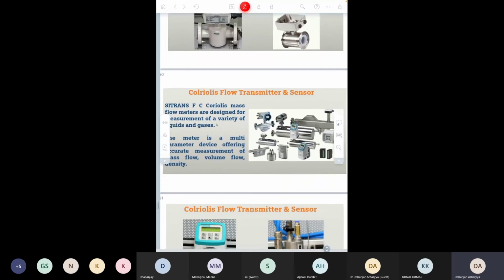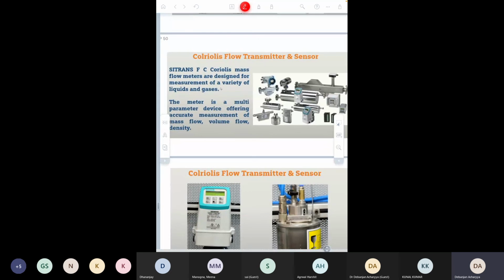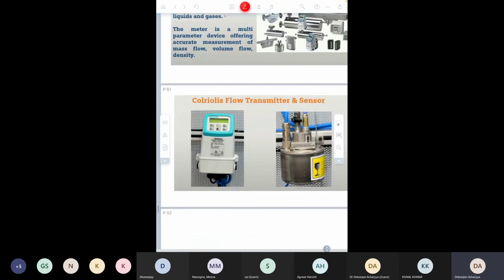And there are very costly mass flow meters. These are generally used for gases. So for gas measurement, this Coriolis mass flow meter is the costliest, and the sensitivity of this kind of mass flow meter is very high. If time permits, I will also show you a video, a practical example of the Coriolis mass flow meter. This is a typical picture of a Coriolis mass flow meter, which is used in industry.